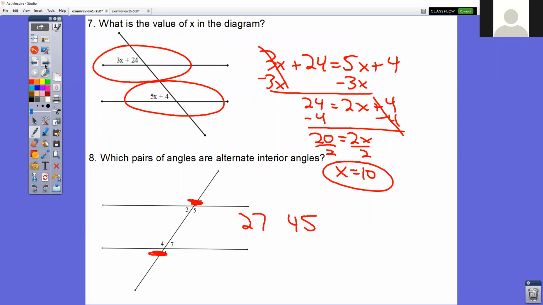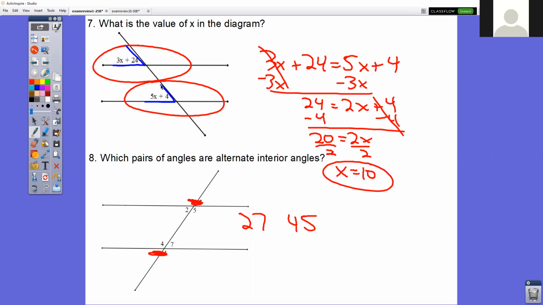In question number 7, what is the value of X? These two angles are in the same place. They're in the upper left and upper left. If they're in the same place, that means they're equal to each other. Even look at the size of those angles. If you outline the angles like I did in blue there, you notice that they even look the same.